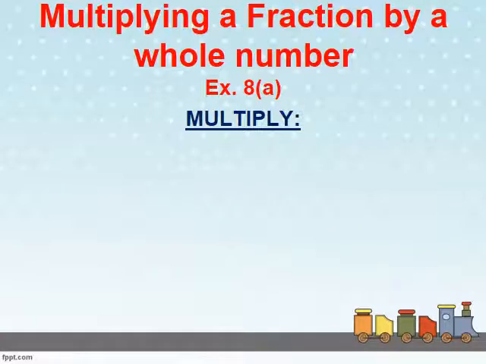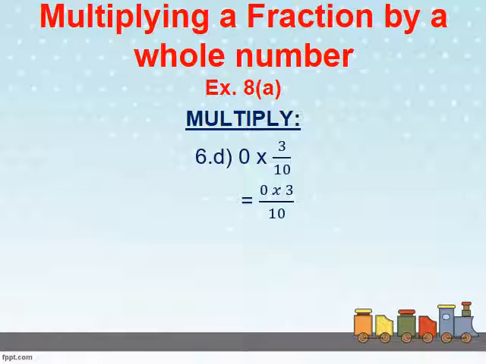Now let's do the next question, which is D part of question number 6. Here we have to multiply 0 by 3 by 10, which in turn is equal to 0 multiplied by 3 upon 10, and 0 multiplied by 3 in the numerator is equal to 0. So we will write 0 by 10, and 0 by 10 means 0 divided by 10, which is also equal to 0, and this is our final answer.